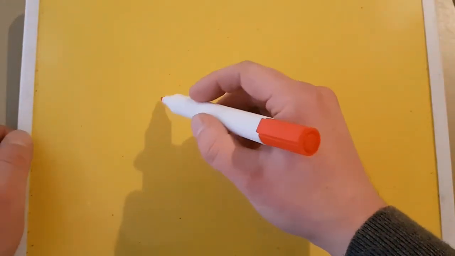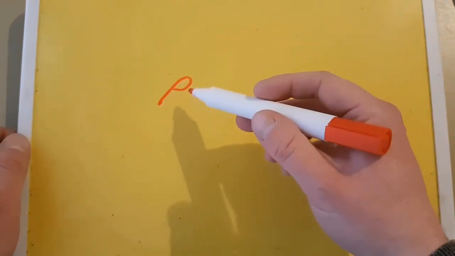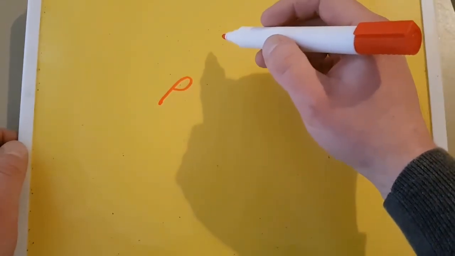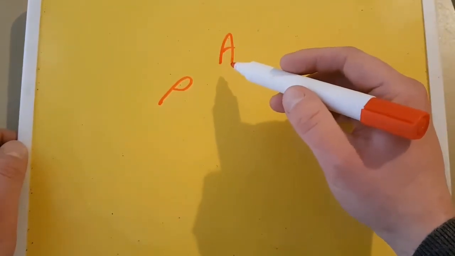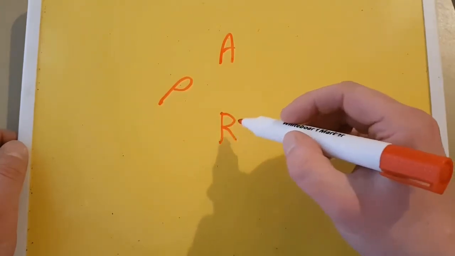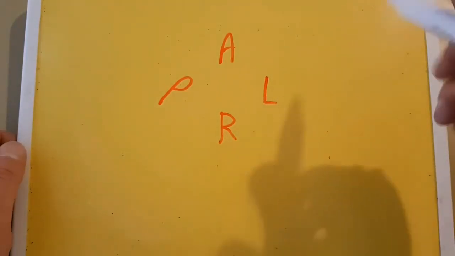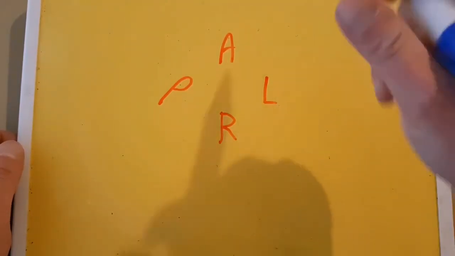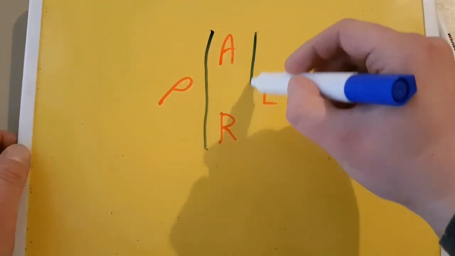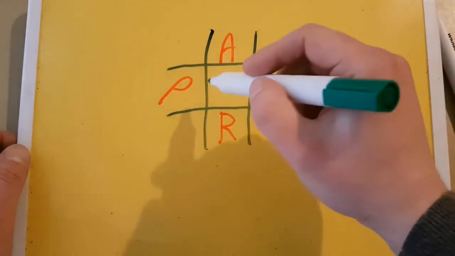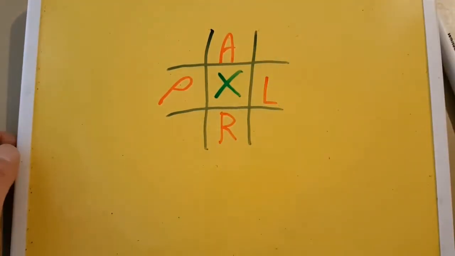So for the PARL Square, we have the P, which stands for rho, which is your resistivity of the item you're trying to find the resistance of. You have the A, which is for the area, the R, which is for the resistance, and you have the L, which is for the length. Okay, so next we're going to put in the square, and then we're going to put a multiplication sign just here. And that is the PARL Square, ladies and gentlemen.